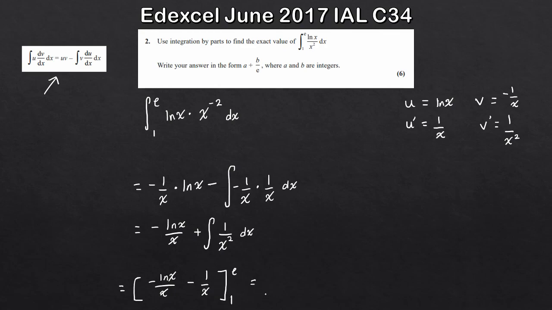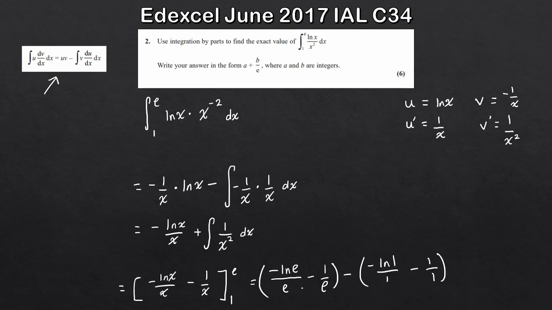So all we need to do is plug our limits in, simplify, and we should get something of the form a plus b over e. So this is minus ln e, so let's just write everything out in full: minus ln e divided by e, minus 1 over e. I'll put everything in brackets so we don't get tripped up, and then we subtract off the lower limit, so this is minus ln of 1 divided by 1 minus 1 over 1.